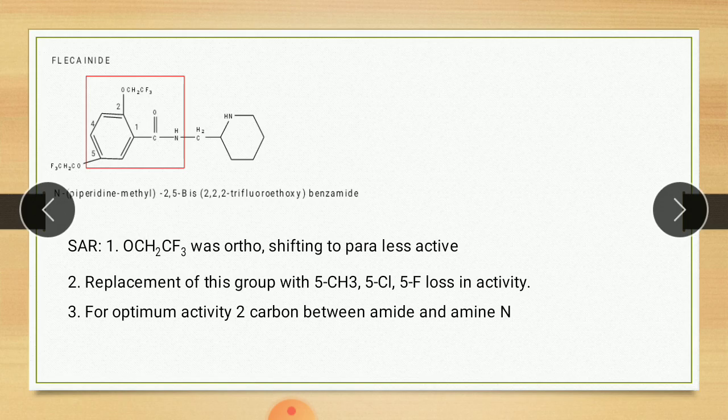Third point, for optimum activity there should be two carbons between the amide nitrogen and the amine nitrogen. So this one is the amide nitrogen and this one is the amine nitrogen. Between these two nitrogens there should be two carbons for maximum activity.